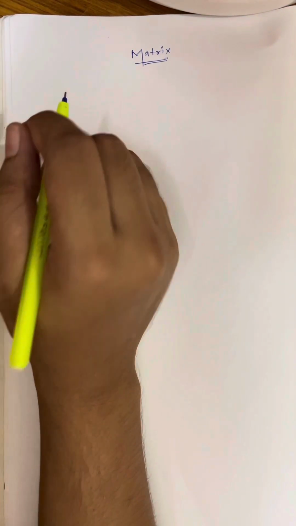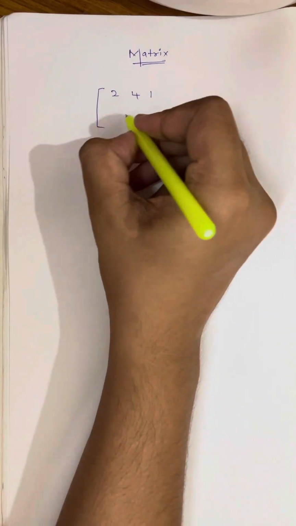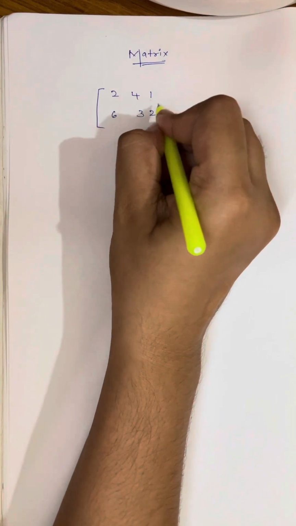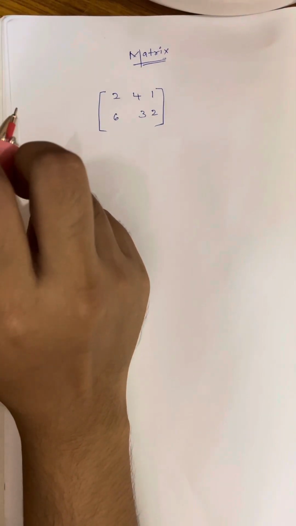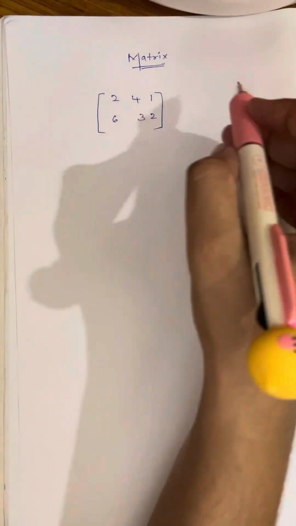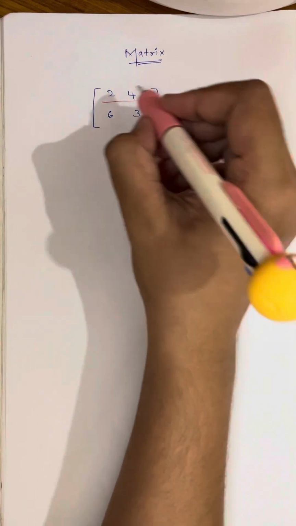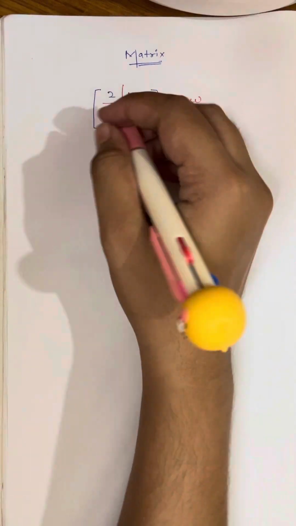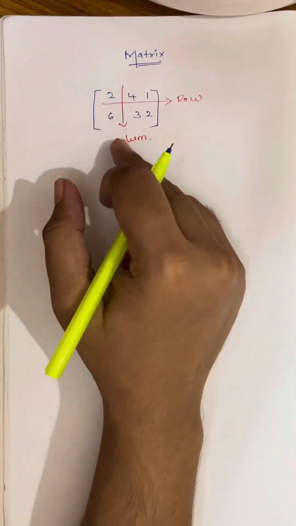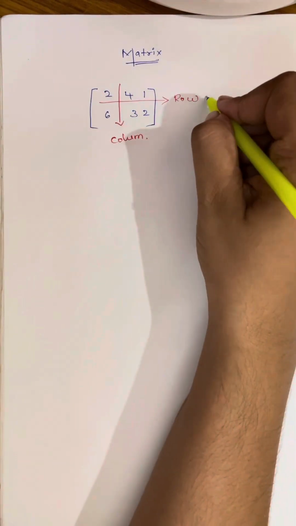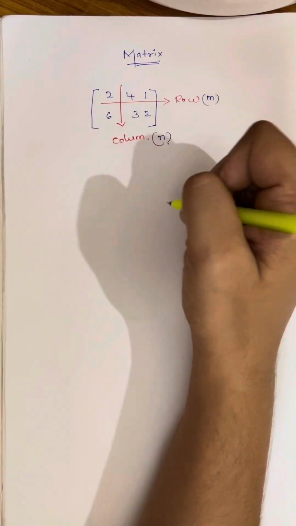So, what is a matrix? A matrix is a rectangular array of numbers. For example, 2, 4, 1, 6, 3, 2. The horizontal line is called a row in the matrix, and the vertical line is called a column in the matrix.